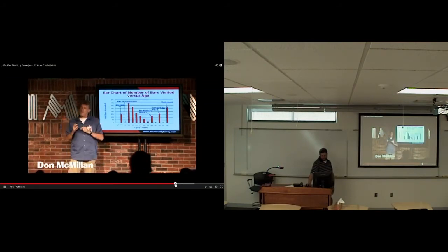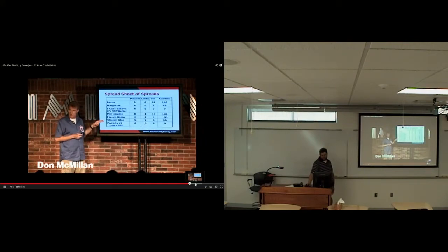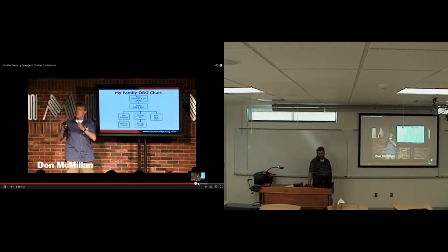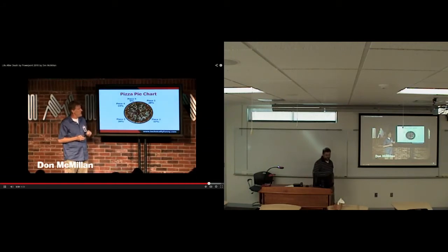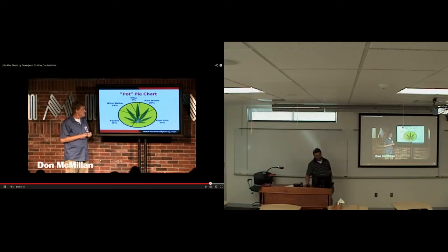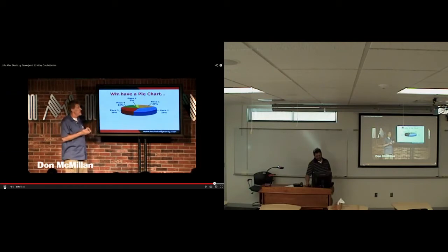Here's a bar chart of visits versus age. People love to start playing around with the way they present charts. Here's a pizza pie chart. Here's a pot pie chart. There's a better pot pie chart. Here's a pie chart with values of pi for the nerds out there. You got 3.14159, 22/7, 3.14, and pi itself. We have a pie chart. I was thinking, why don't we have a cake chart? So there's a cake chart.